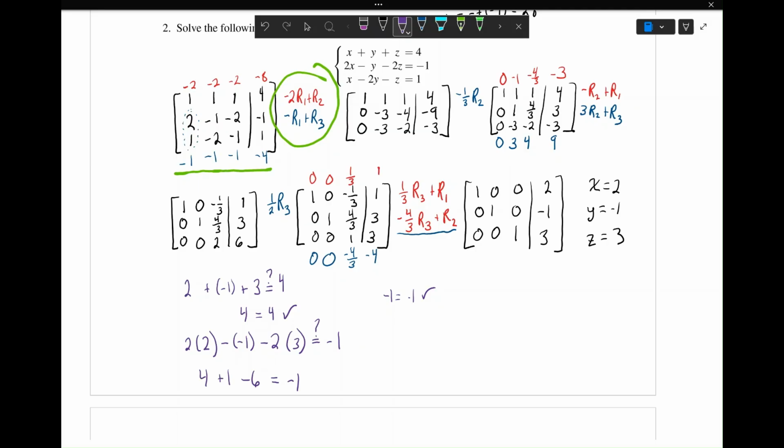Last but not least, we check the last equation. Does 2 minus 2 times negative 1 minus 3, in fact, equal 1? Yep, because I end up with 2 plus 2 minus 3, and that definitely equals 1.